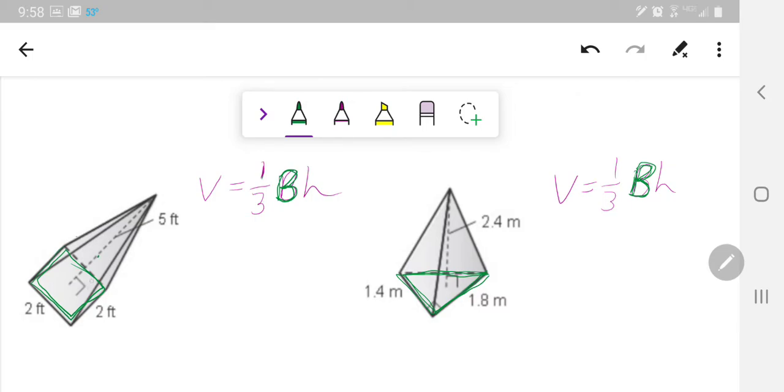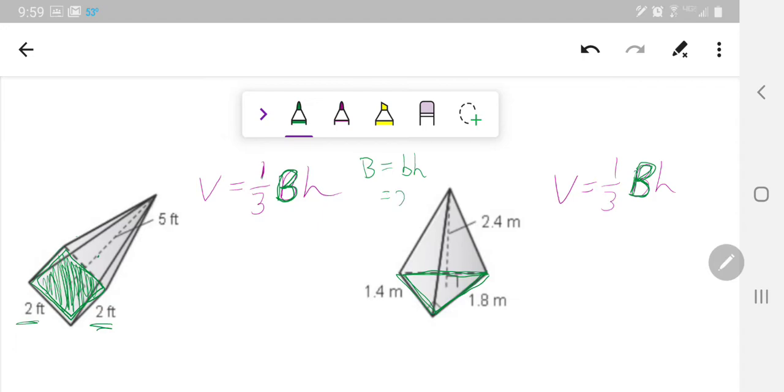All right, so let's look at this square pyramid. Pyramids are named for the shape of their base. We have to figure out the area of that base, and we find the area of a square by doing length times width, or base times height. So what are the length and width of the square base here? We have 2 and we have 2.